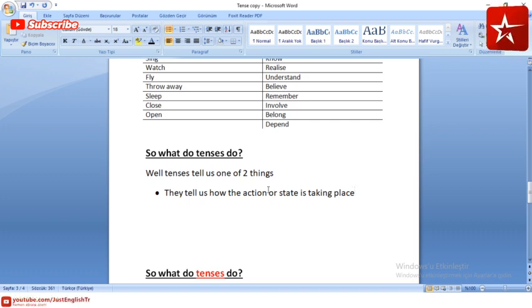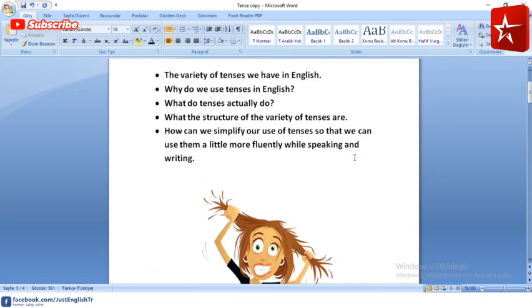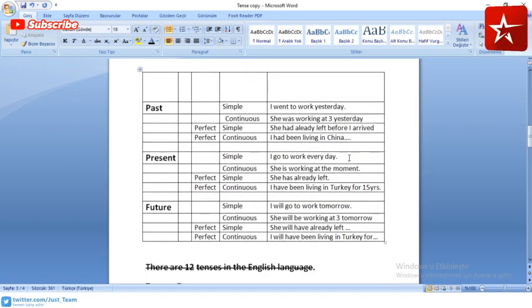They tell us how that action or state is taking place in time, how it's taking place in the past, how it's taking place in the present, and also how it's taking place in the future. If we go back to the top here, if we look, this tense here, past simple, actually has two parts. We've got past, we have simple. This one here is three parts. We have past, perfect, simple.